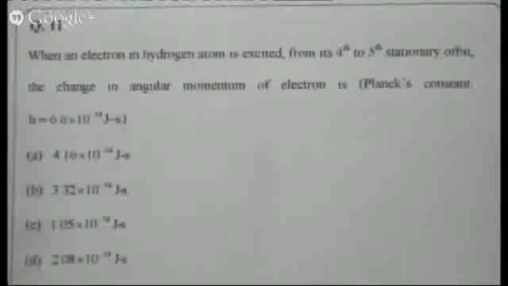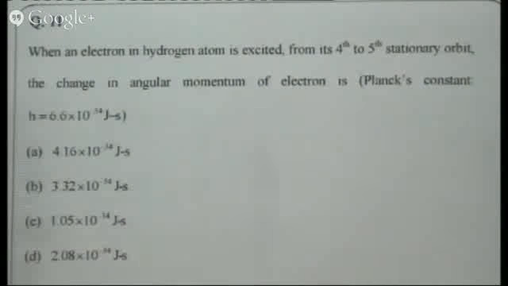Okay. Have a look at the question. When an electron in hydrogen atom is excited from the 4th to the 5th stationary orbit, the change in the angular momentum of the electron is how much? Angular momentum is nh by 2 pi. Only the value of n will change. करके दिखाओ.